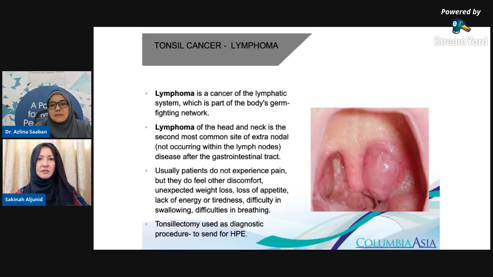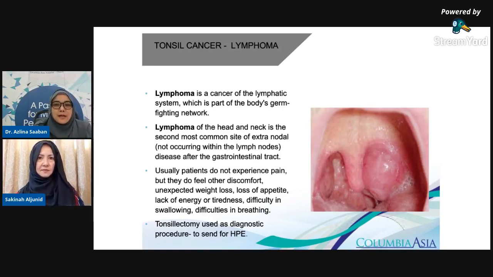Sleep apnea is also one of the reasons for tonsillitis. Okay, this is tonsil cancer. Usually if there is tonsil cancer, the common one is carcinoma of the tonsil. That one we don't do tonsillectomy for. There's a bigger operation for that.